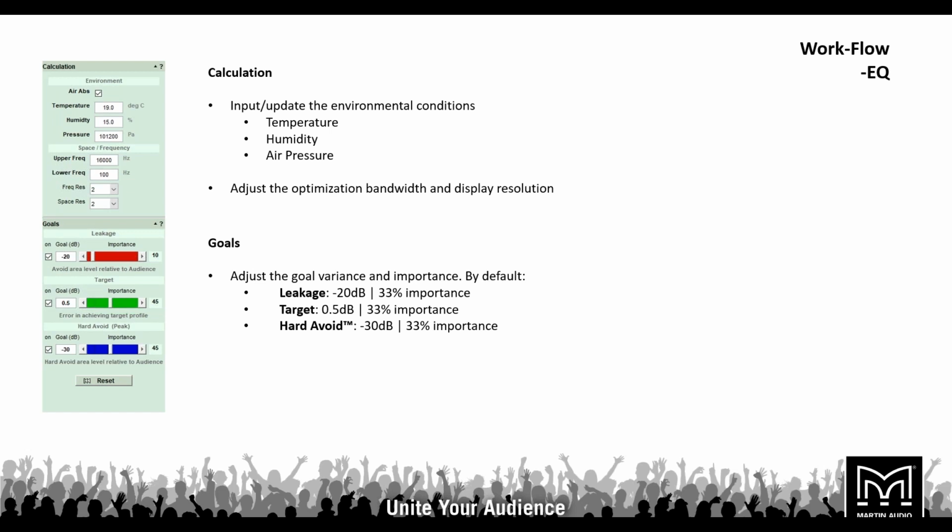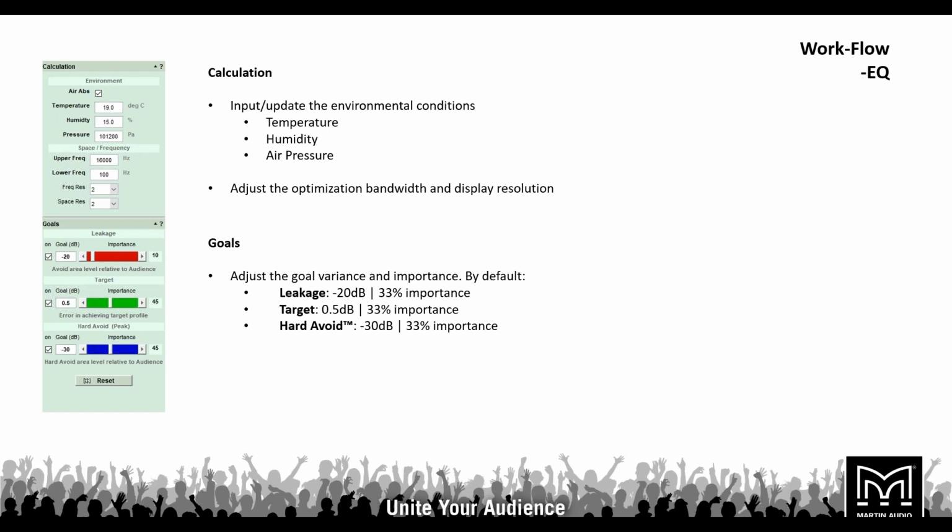You can also adjust the optimization bandwidth and the display resolution, and you can set your goals. So basically, these are percentages of importance for non-audience, audience, and hard avoid, or leakage, target, and hard avoid. By default, leakage is minus 20 dB, target allows for a 0.5 dB variation of that 105 that we just set for MLA compact, and hard avoid goes as low as 30 dB below. The default is 33% importance for each.